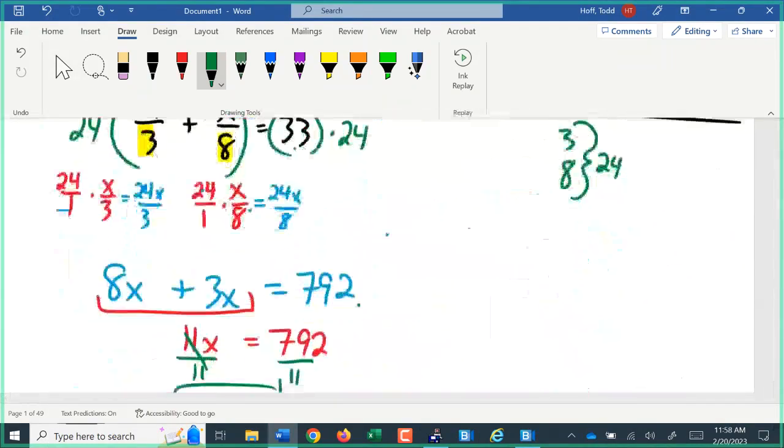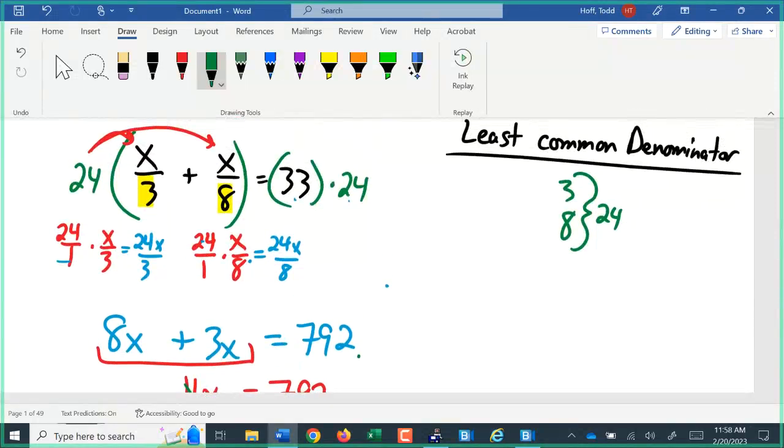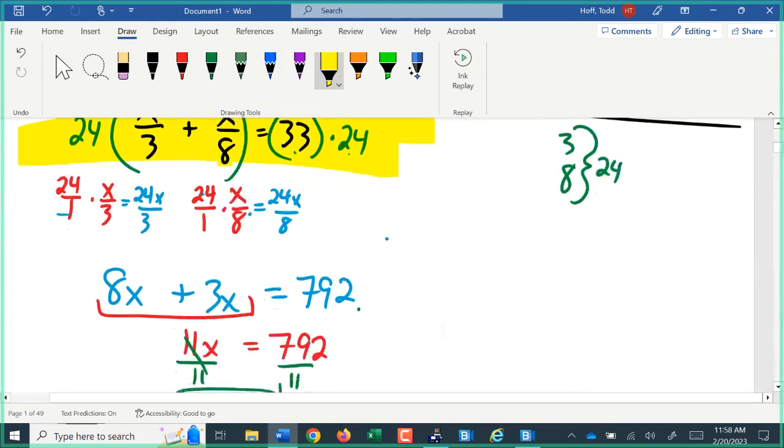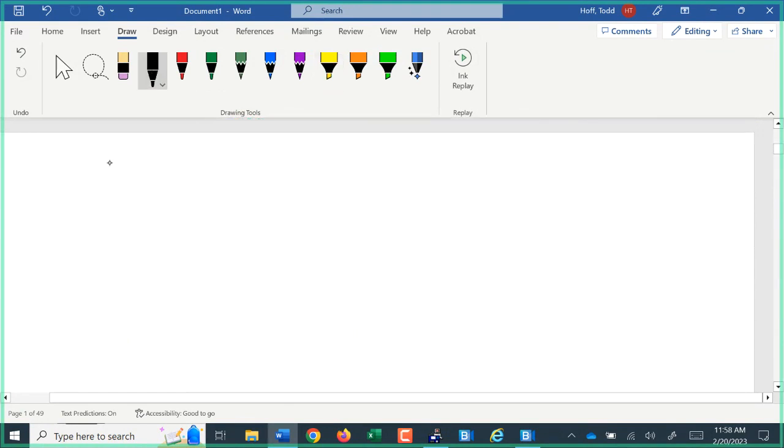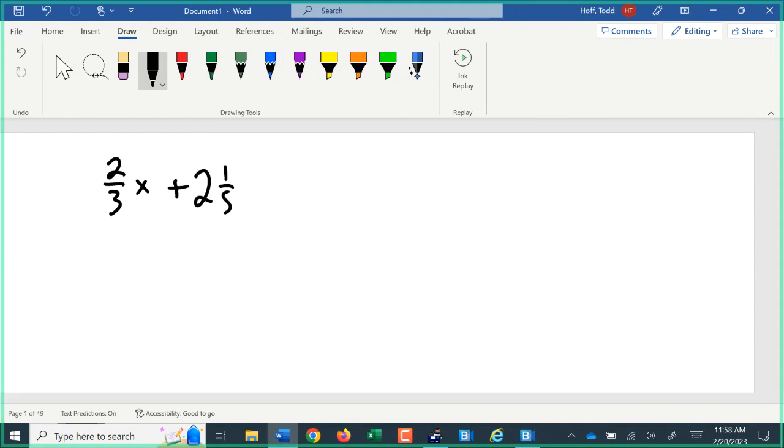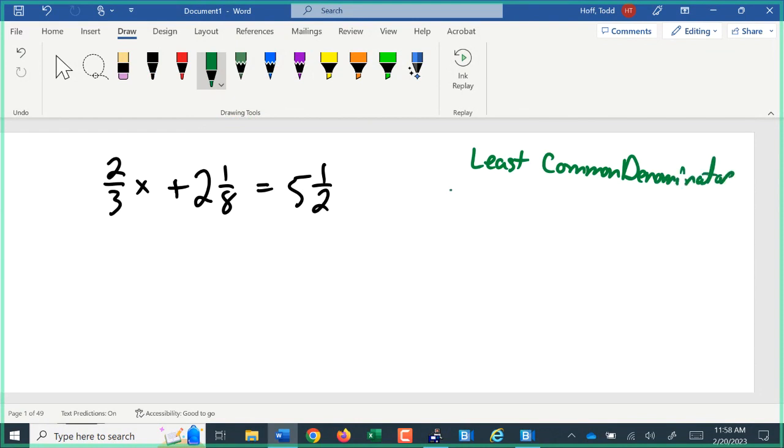Now, some people find this easier to do using the common denominator, multiplying it out. In a problem like this, it probably is a little bit easier. Other people really struggle with it. You know, something similar to that second equation where we had 2/3 x plus 2 1/8 equals 5.5. Finding a common denominator there, least common denominator, when we have denominators of 3, 8, and 2.